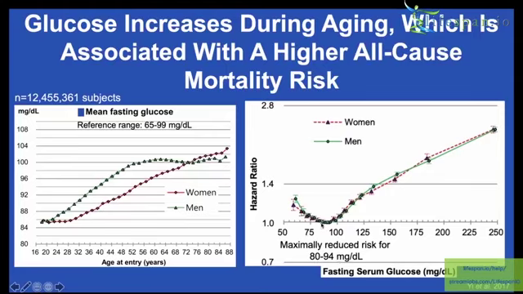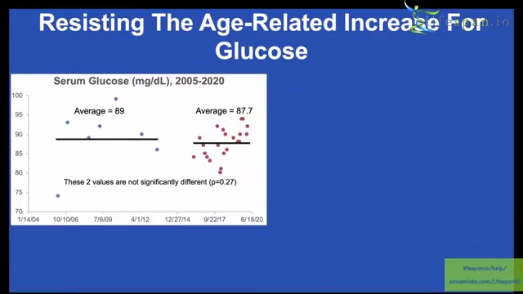So notice that below 80 milligrams per deciliter, all-cause mortality risk is significantly increased. And also anything higher than 94 is significantly increased. So based on this large data set, we could suggest that 80 to 94 would be optimal. So resisting the age-related increase in glucose.